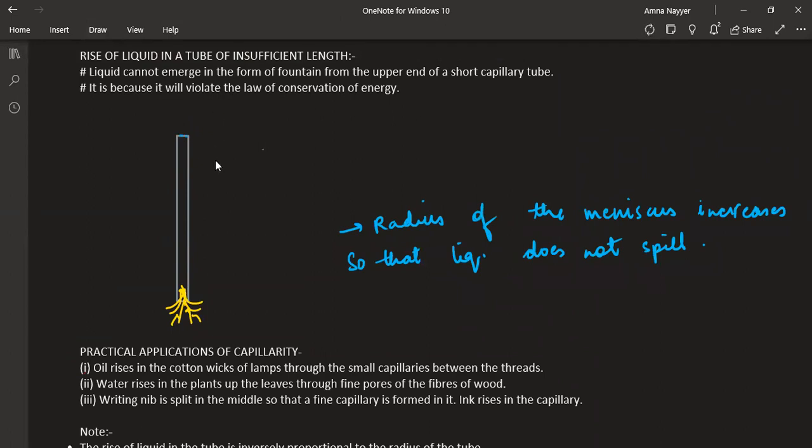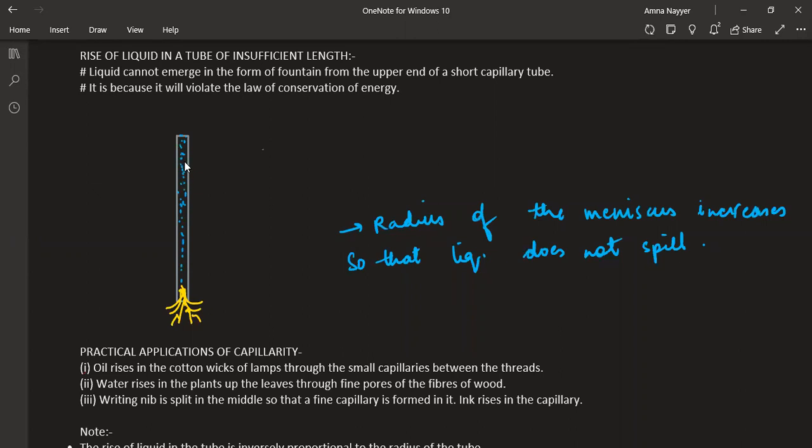So if the tube is of insufficient length, the liquid cannot emerge in the form of a fountain from the upper end of the short capillary tube. The way when we pour water in a glass, and if the water is more than the capacity of the glass, the water keeps on falling. But this does not happen in the case of a capillary tube because it would violate the law of conservation of energy. So here what happens? The radius of the meniscus increases so that the liquid does not spill. Means water is taken up by the tube, completely filled.